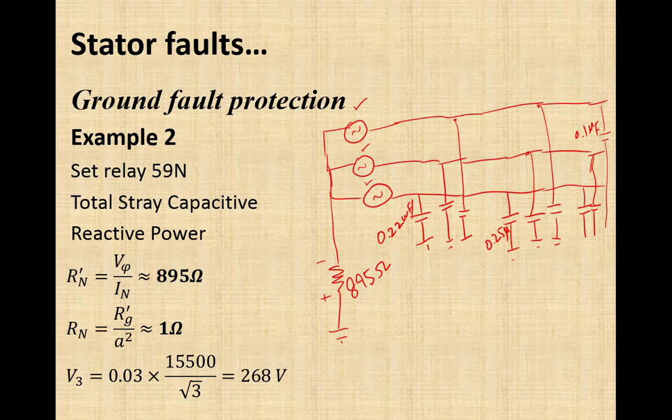So we can combine these three sources together in parallel like this, because their voltage level is the same and their phase angle is the same. We can combine these three terminals together, so that will become a single equivalent source having voltage 268.